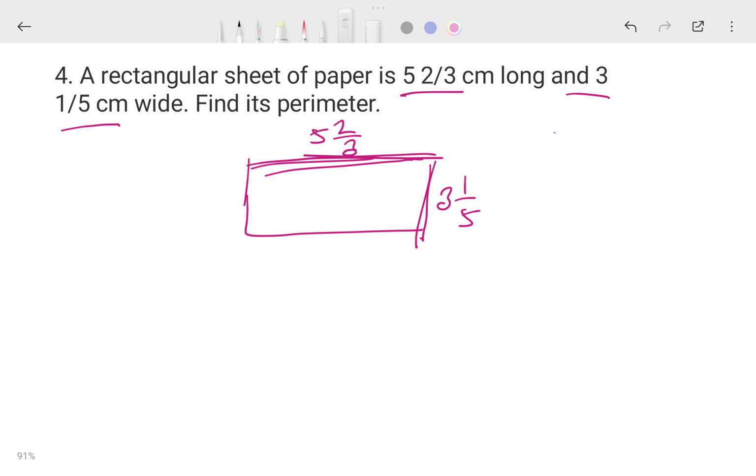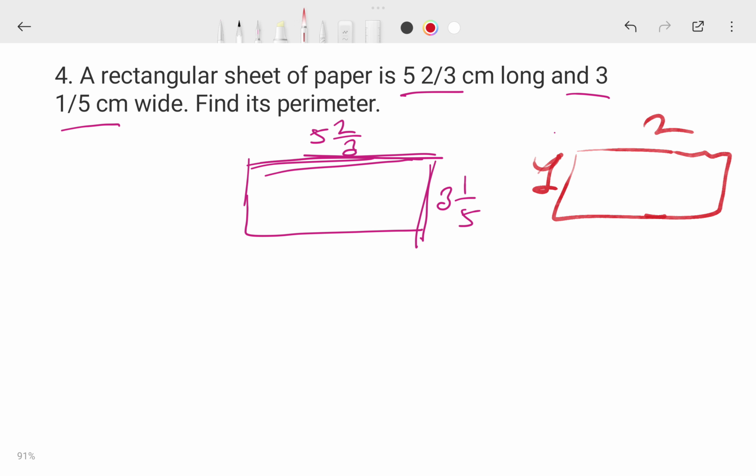So you know how we will find the perimeter? This is a rectangular box. This is 2, this is 1. If I ask you to find the perimeter, how will you find it? Perimeter means the sum of all sides. What is meant by perimeter? Perimeter means the sum of all sides. So we have to add all the sides.